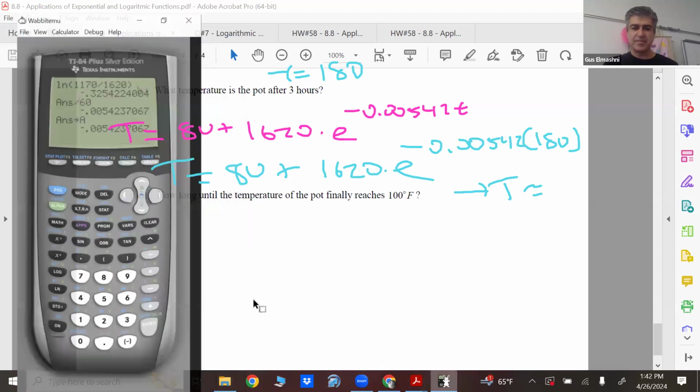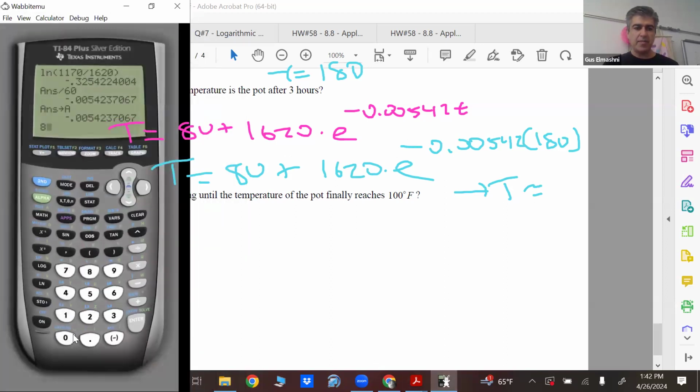See here. 80 plus 1620 times e^(alpha A times 180). So it cools down to about 690 after that much time has passed. Okay, it makes sense because it was about 1254 for 1 hour. So 690. It's not linear, obviously. It's exponential.